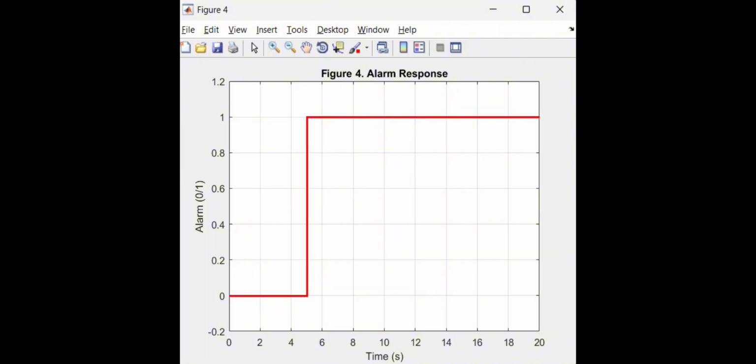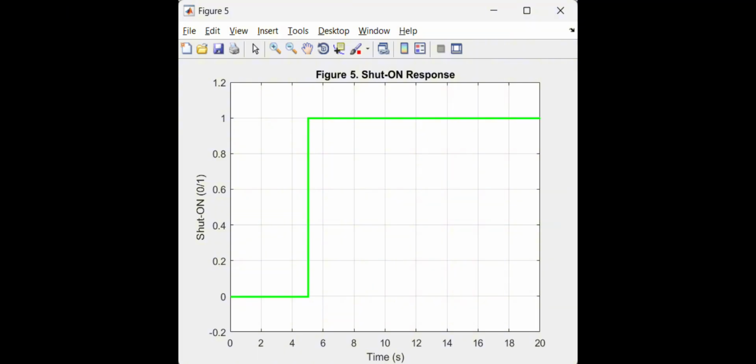In Figure 4, the alarm response is shown. Initially, the alarm is off, but once the gas leak or gas level exceeds the threshold at around 5 seconds, the alarm is activated. Figure 5 shows the shut-on response. This indicates that once the system detects the gas leak, the control signal becomes active.